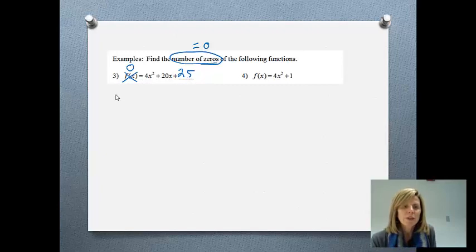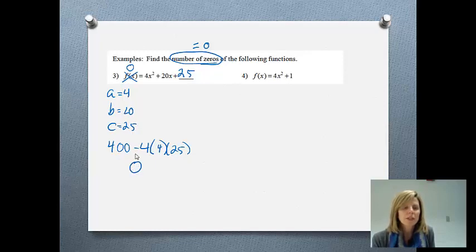I notice that this problem is in standard form, which is good. So my a is 4, my b is 20, my c is 25. When I do b squared, I'm going to get 400, minus 4 times my a times my c. If I work that all out, I'm going to get 0 as my answer. Since I get 0 as my answer, I know that there is 1 solution. In this case, it says find the number of zeros. There's 1 zero.